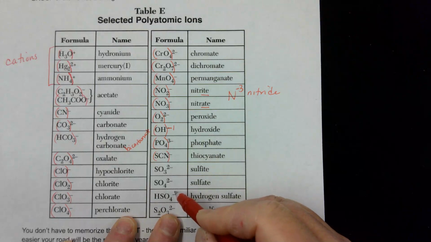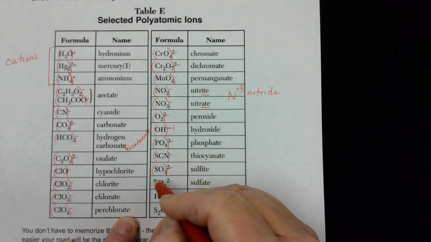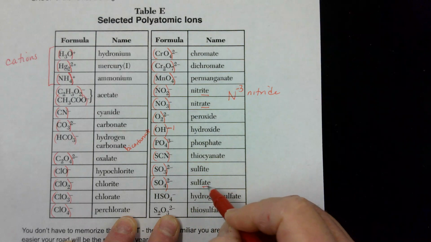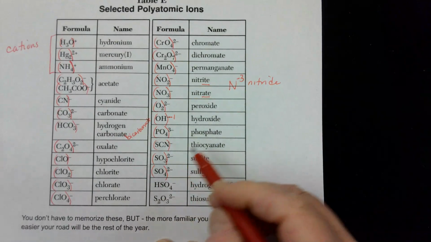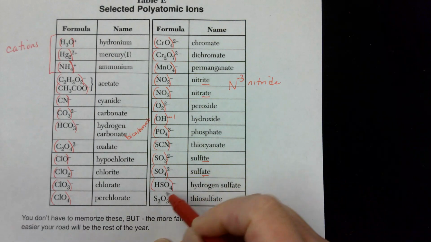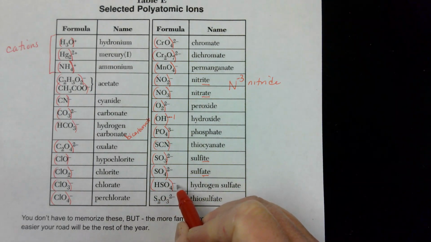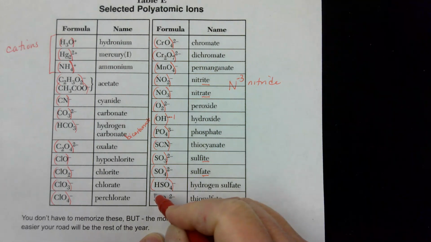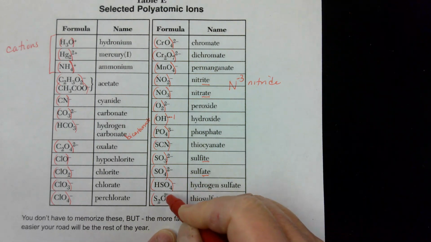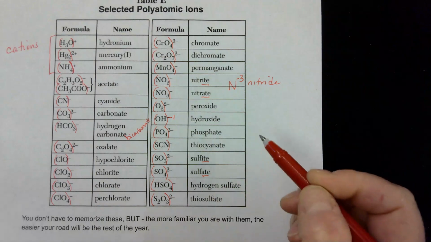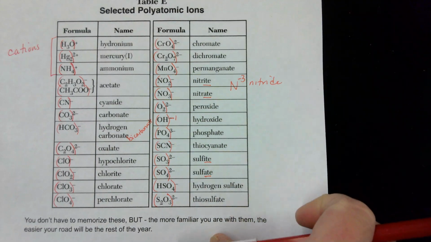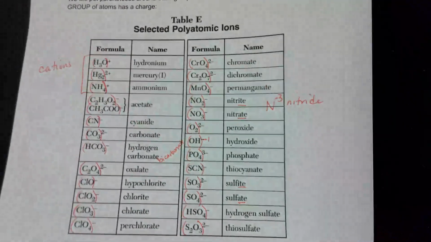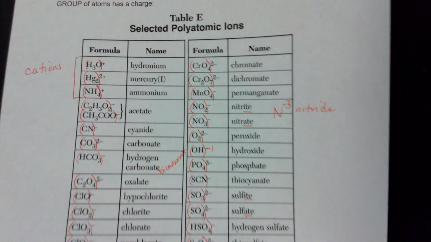Sulfite, sulfate. Sulfite is the SO3. Sulfate is SO4. Both have a -2 charge. Hydrogen sulfate, HSO4, overall charge -1. And then there's thiosulfate, S2O3 with a -2 charge. Okay, again, you're not responsible for having these memorized, but the more familiar you are with them, things get a little bit easier.